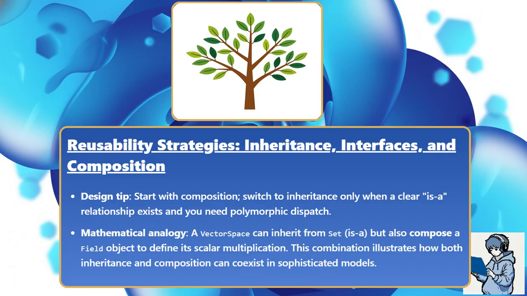Mathematical analogy. A vector space can inherit from set, which is an "is a" relationship, but also compose a field object to define its scalar multiplication. This combination illustrates how both inheritance and composition can coexist in sophisticated models.